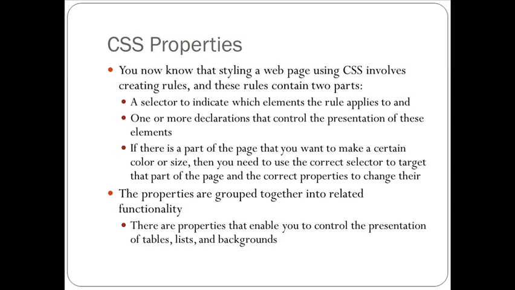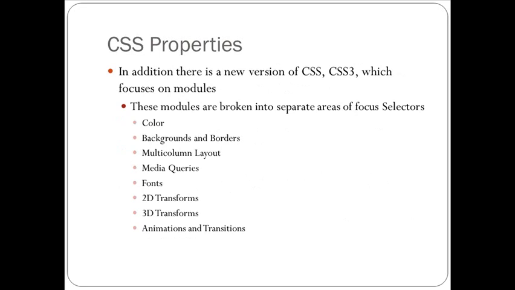Properties are grouped together in related functionality. There are properties that enable you to control the presentation of tables, lists, and backgrounds. In addition, the new version of CSS, which is referred to as CSS3, focuses on modules, and we're going to be looking at these modules later in the term in a couple weeks. These modules are broken down into separate areas of focus: selectors, those that control color, those that control backgrounds and borders, multi-column layouts, media queries, fonts, 2D transformations, 3D transformations, and animations and transitions. But again, those modules we'll talk about in a few more weeks.